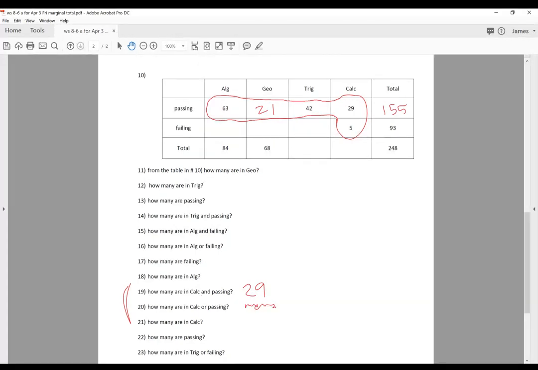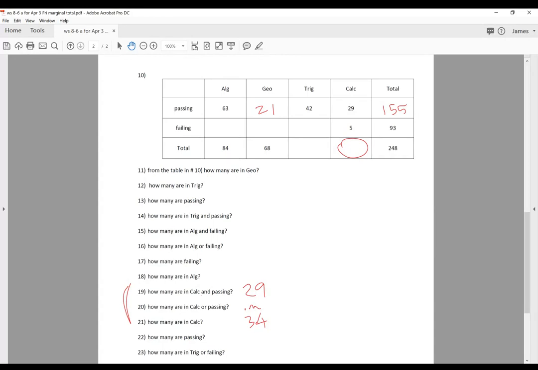And then number 21, how many are in calculus? So in that case, we're only looking at this number. How many people are in calculus class? Well, 29 passing, 5 failing, they're both in the calculus group, right? So those are these two numbers right here. Okay, so those are the people who are in calculus class, and that would be 34. That would be the answer for that. Oh yeah, I didn't write the answer for 20. You should be able to do that.